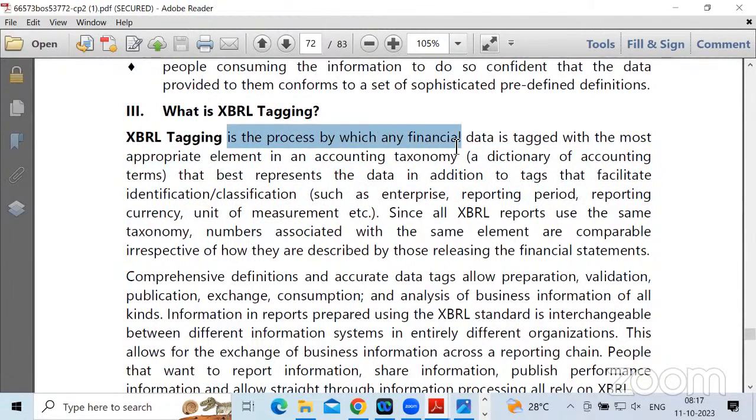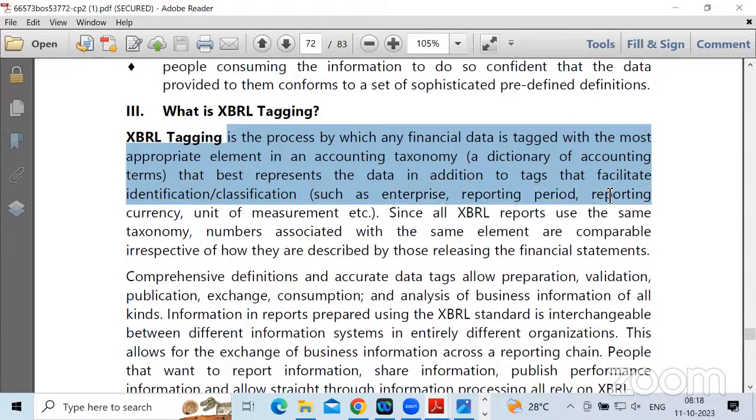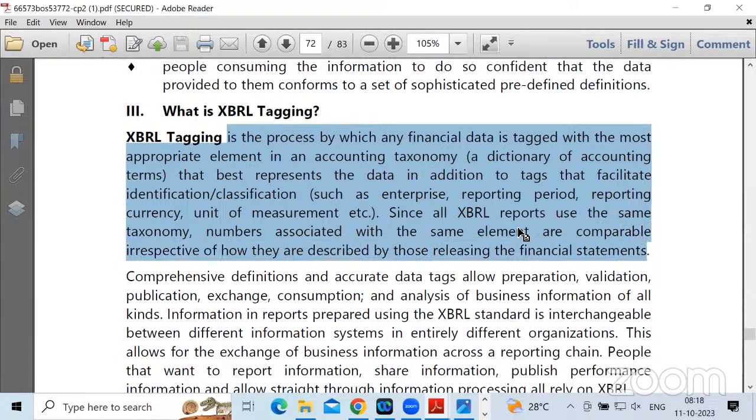It's a process by which any financial data is tagged with the most appropriate element in the accounting taxonomy, that is the dictionary of accounting that best represents the data, in addition to the tags that facilitate identification and classification like enterprise, reporting period, reporting currency, unit of measurement, etc. Since all XBRL reports use the same taxonomy, numbers associated with the same element are comparable, irrespective of how they are described by those releasing the financial statement.